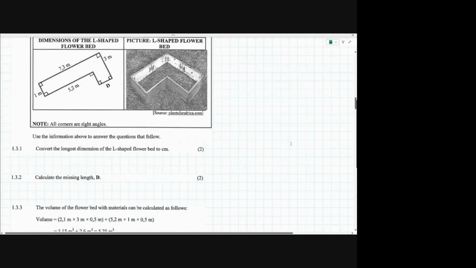So the first question says, convert the longest dimension of the L-shaped flower bed to centimeters. Now, what you can see here is that I did not give you a conversion. If you have that conversion table in front of you, you will note that one of the conversions we expect you to know is centimeters to meters, millimeters to centimeters, etc. So we want to convert to centimeters, and we need to take the longest dimension. So the longest dimension would be the 7,3 meters. Does anyone remember how many meters there are, or rather, let's go the other way, how many centimeters there are in a meter?